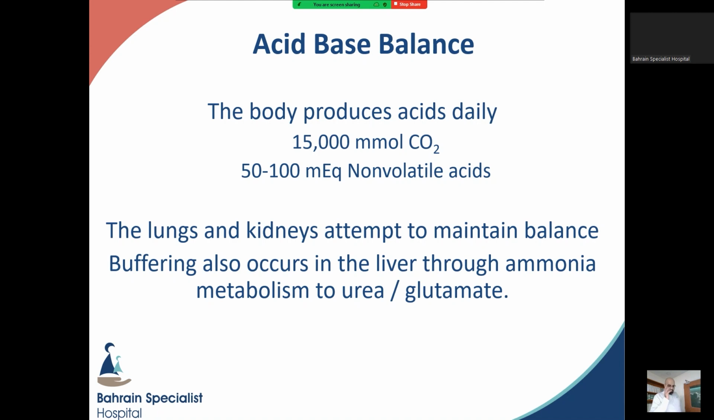Acid-base balance. It's mostly what ABG talks about. The body produces acids daily, 15,000 millimole of CO2 and 50 to 100 milliequivalent of non-volatile acids. The lungs and kidneys attempt to maintain balance. Buffering also occurs in the liver through ammonia metabolism to urea or glutamate.